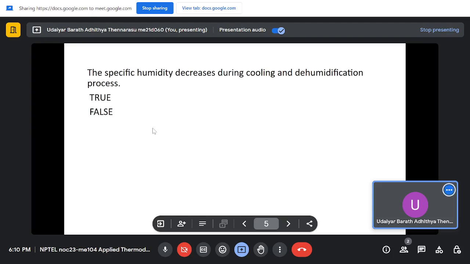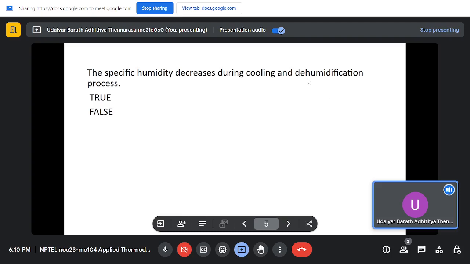The next is: the specific humidity decreases during cooling and dehumidification process. As we have seen already, there is sensible cooling and humidification or dehumidification. In dehumidification, you remove latent heat, but in sensible cooling, you remove sensible heat. The question itself says it's cooling and dehumidification. Cooling will only bring down temperature, but dehumidification will bring down the water vapor in the air.